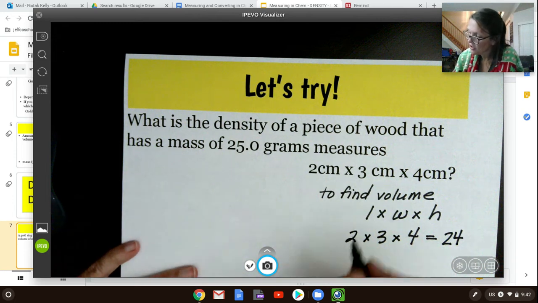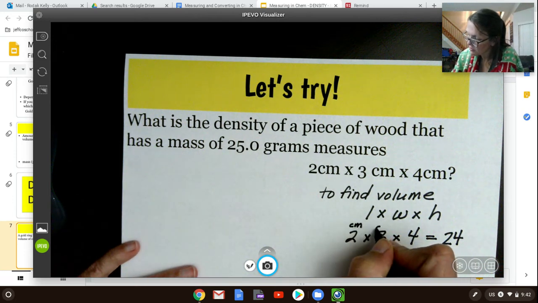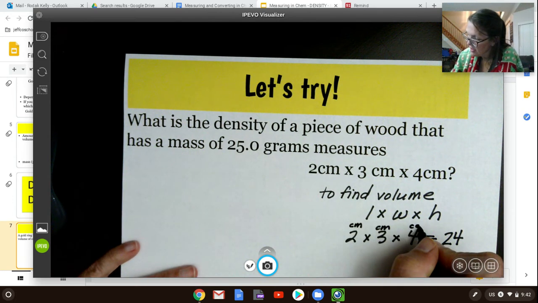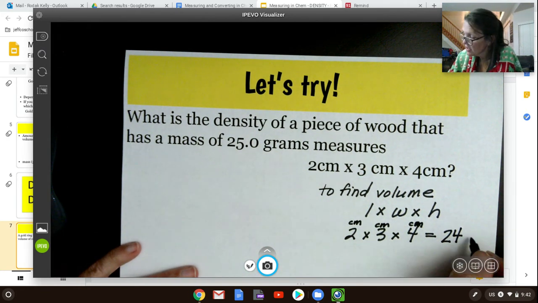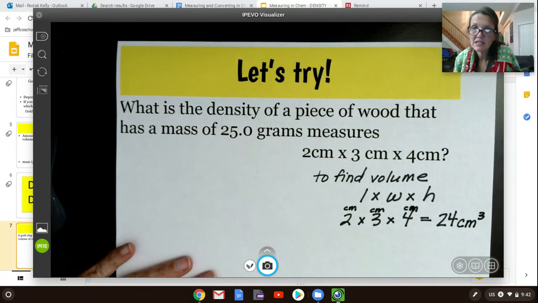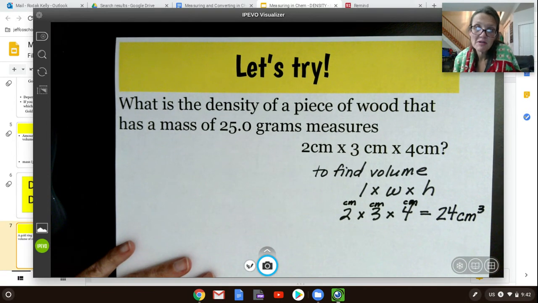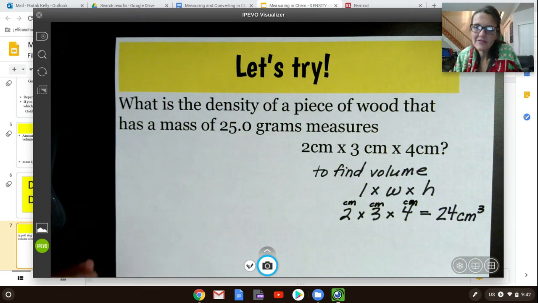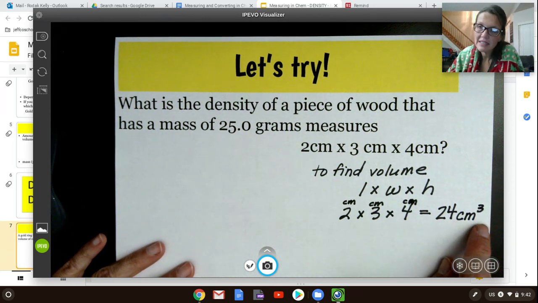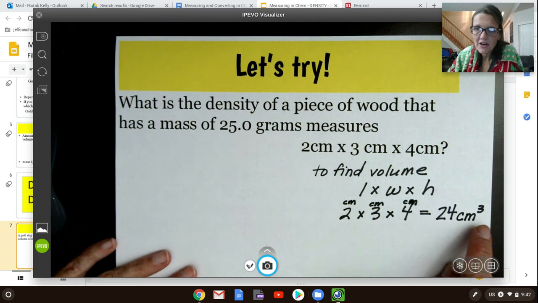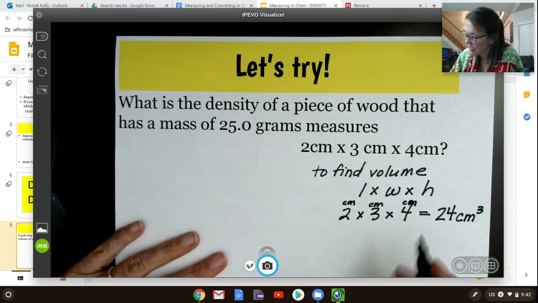Now, what's that going to do to the unit? Each of these numbers were centimeters. So we have centimeters times centimeters times centimeters, which means our answer will be in something called cubic centimeters. Now, you've probably heard of cubic centimeters without even knowing it. If you've ever watched any kind of medical show, you'll hear them say, give them 100 cc's of such and such stat, right? The cc is referring to a cubic centimeter. So a milliliter and a cubic centimeter are essentially the same thing.